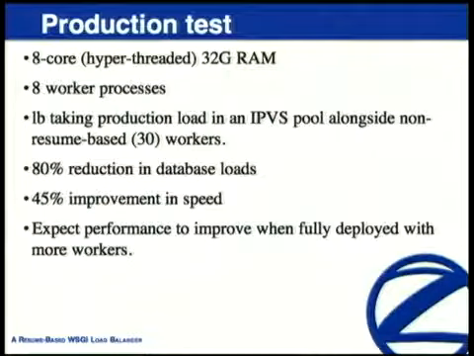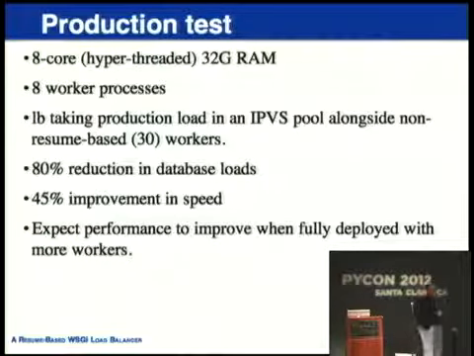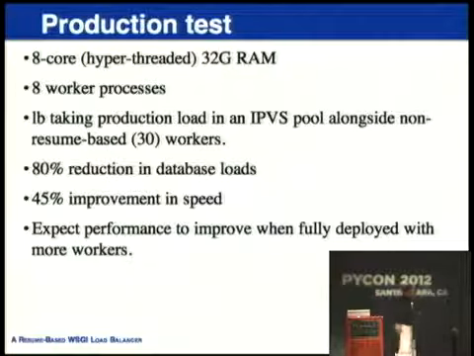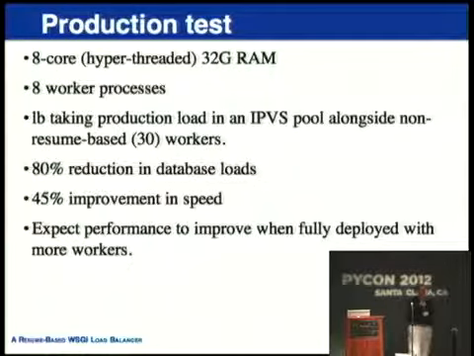The production test was with the same machine, but this time I ran only 8 workers because I wanted to fully utilize the cores and compare to the actual production configurations of the applications. With only 8 workers, I got about an 80% reduction in database loads, which is pretty good. This time, because I wasn't sharing a core with another worker, CPU usage was a smaller amount of the actual time, which meant I could get a lot more benefit from the actual database savings. So this was about a 45% speed improvement.